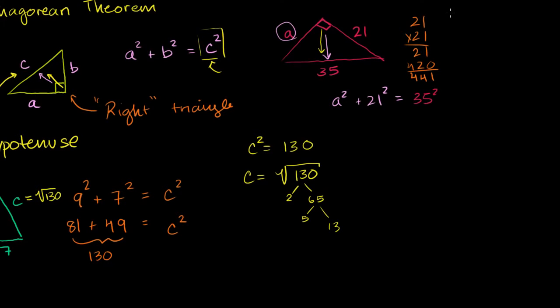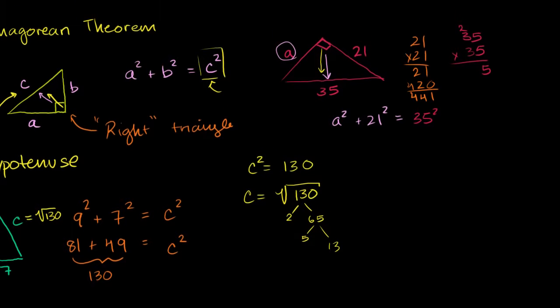35 squared. Once again, I'm tempted to use a calculator, but I won't. 35 times 35. 5 times 5 is 25. Carry the 2. 5 times 3 is 15, plus 2 is 17. Put a 0 here.